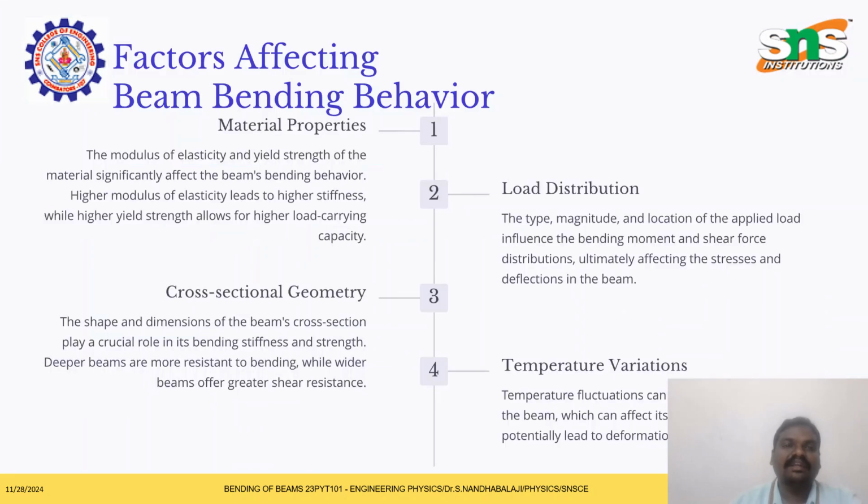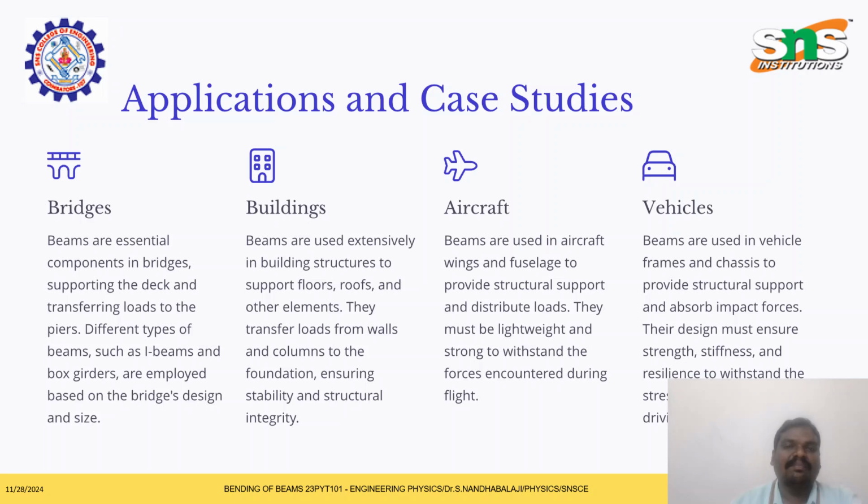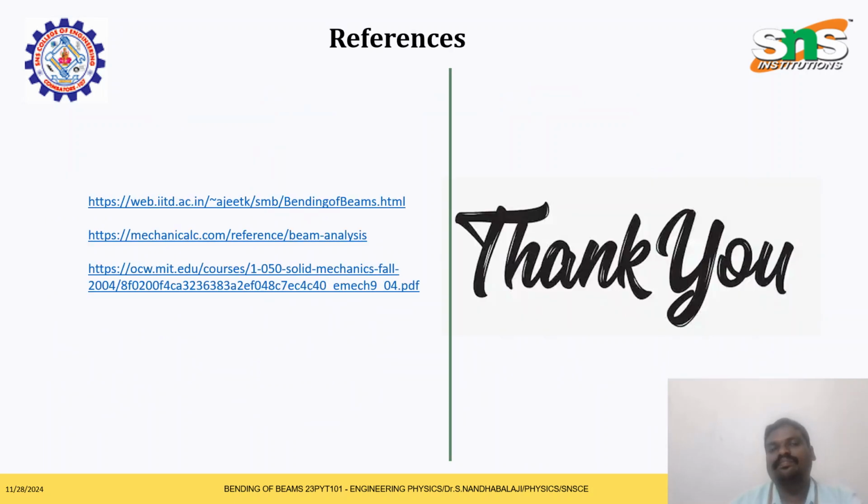Factors affecting beam bending behavior include material properties, load distribution, cross-sectional geometry, and temperature variations. Applications of bending of beams include bridges, building materials, aircraft and vehicles, along with the elasticity modulus.